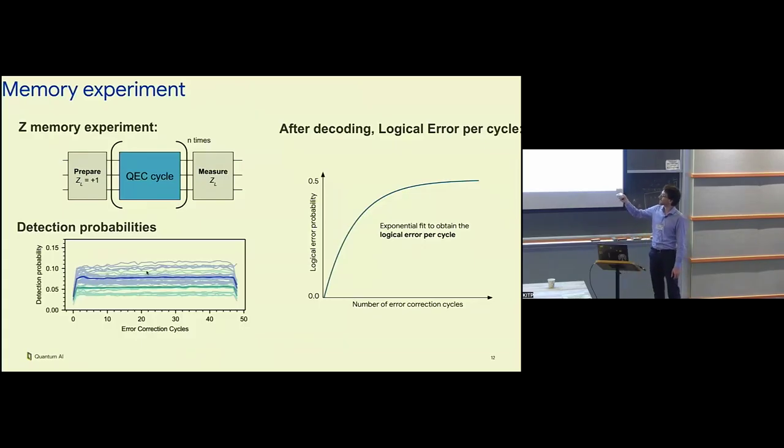With this, we get detection probabilities like this here, and then we just repeat the same experiment for an increasing number of cycles, and we get an exponential increase of the logical error probability versus the number of cycles. We fit this, and the fit gives us a logical error per cycle that is insensitive to the measurement and the state preparation.